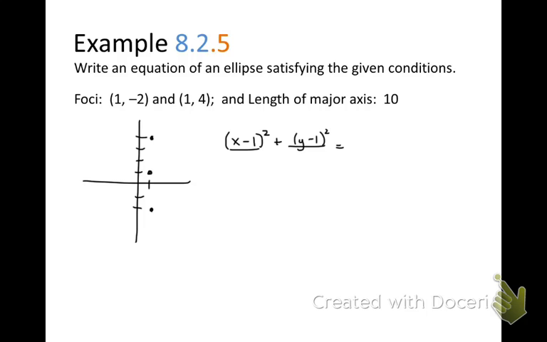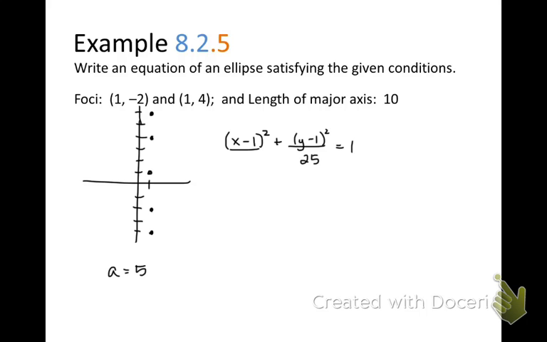Now I need to find A and B. I told you the length of the major axis is 10. That's a lie. Oh wait, no, that's not a lie. The length of the major axis is 10. For some reason I thought I had plotted the vertices. A is not 10. A is 5, half of the length of the major axis, right? All right, so if A is 5, then what do I put where? 25, squared, under the y because I want it to be vertical, right?